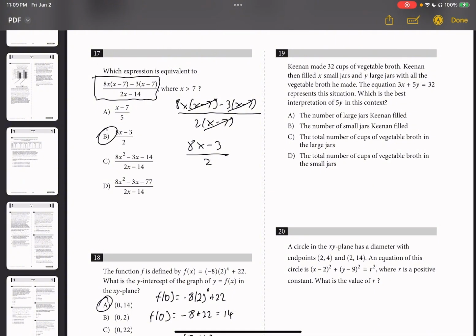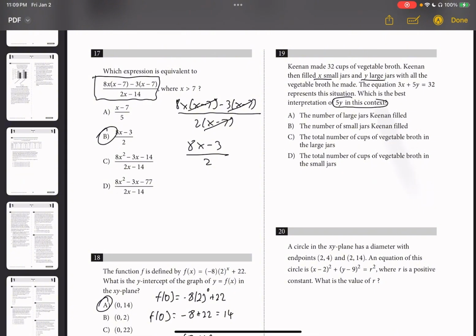So, starting on question 19. Keenan made 32 cups of vegetable broth. Keenan then filled x small jars and y large jars with the vegetable broth he made. The equation 3x plus 5y is equal to 32 represents this situation. Which is the best interpretation of 5y in this context?